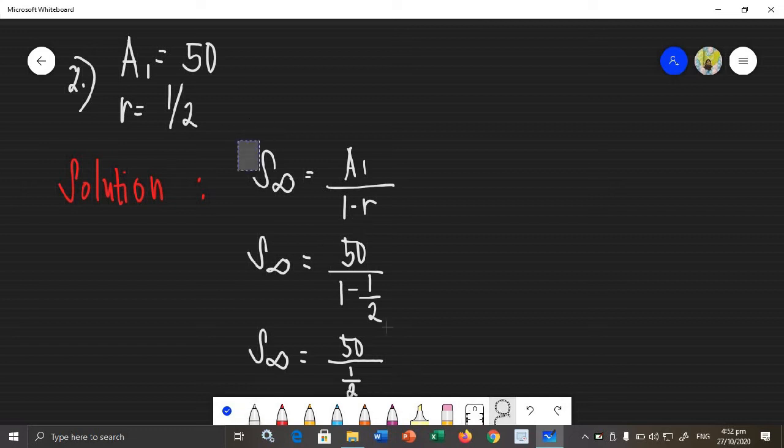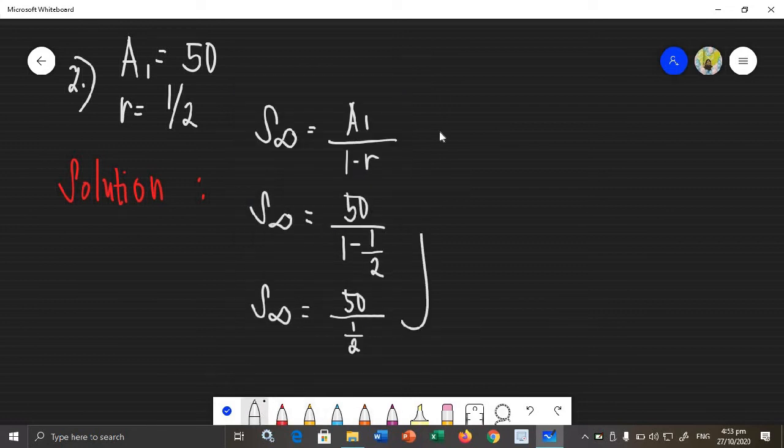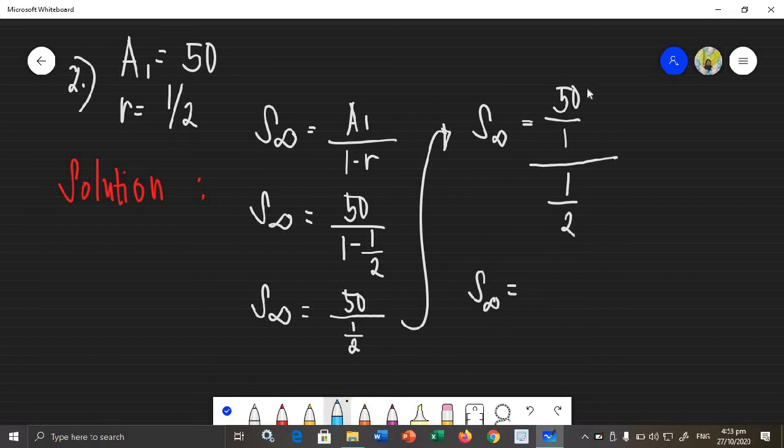Nakita pa ba? That is 1/2. And then continuing the solution here, we will make this portion here a complex fraction. So, S sub infinity is equal to, lagyan natin ng denominator si 50. So, magiging siyang 50 over 1 all over 1/2. And then for us to be able to solve this complex fraction, we will multiply the means and extremes. The product of the extremes will be the numerator. So, 50 times 2, that is 100. Over the product of the means, which is 1 times 1 is 1.